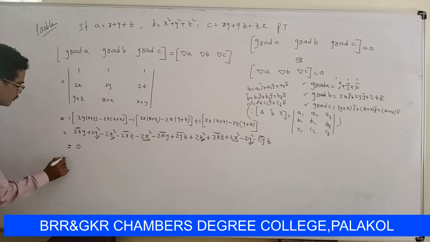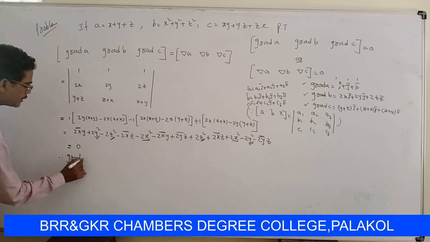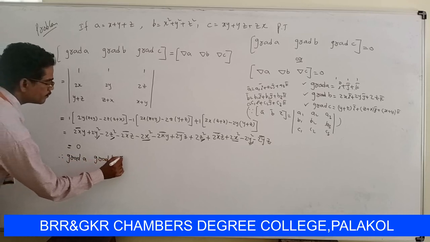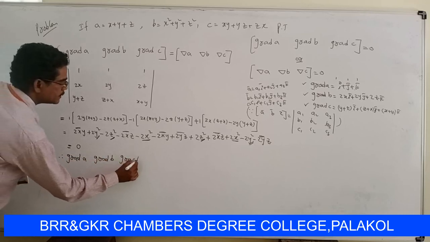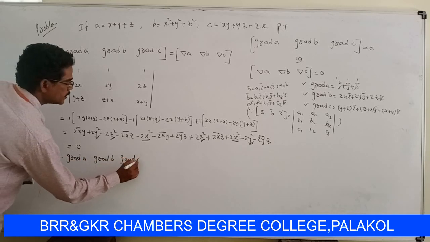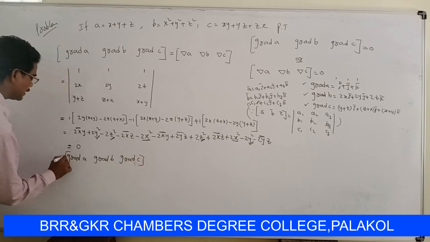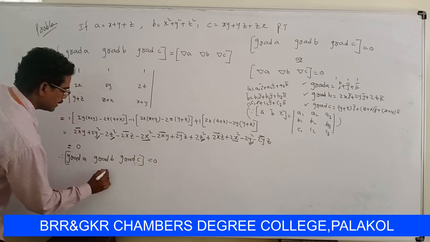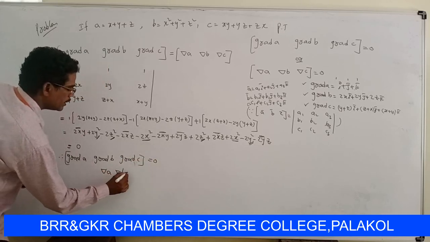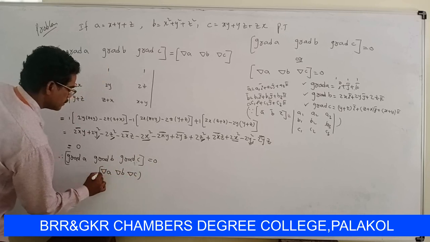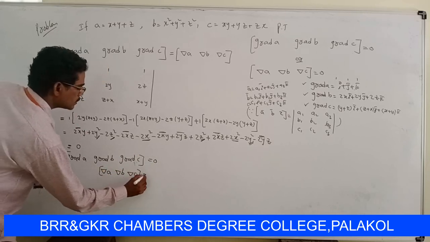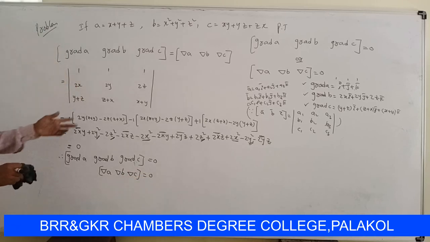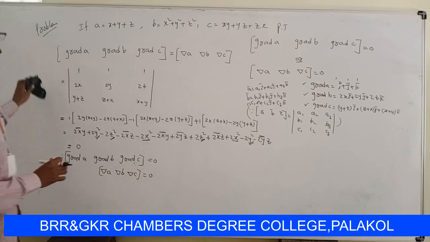So finally, the box of grad A, grad B, grad C equals 0. Symbolically, the box of del A, del B, del C equals 0. Hence the problem is solved.